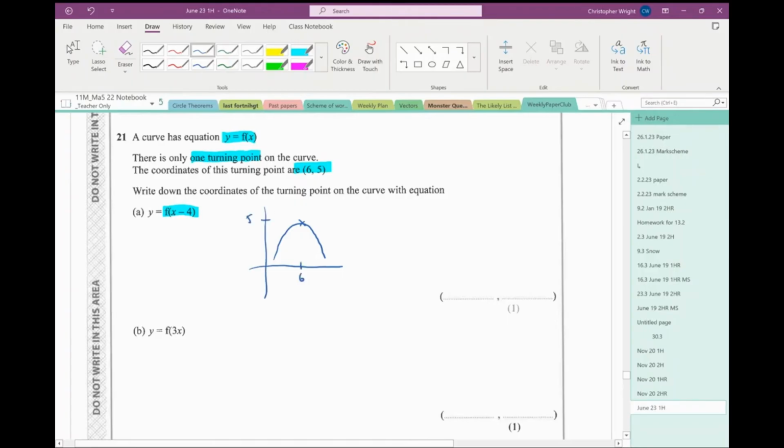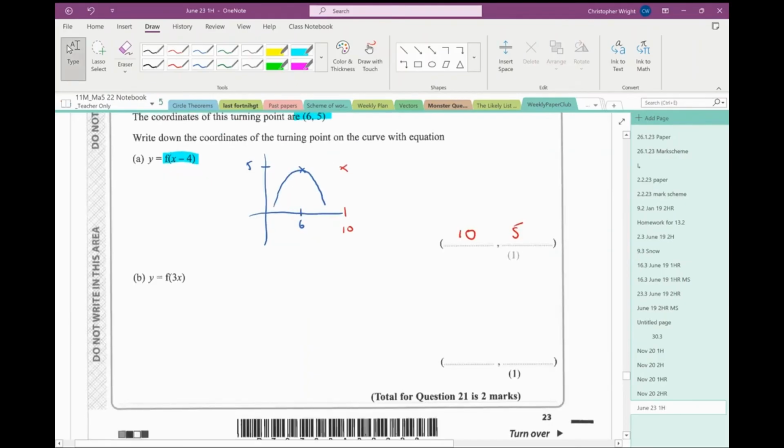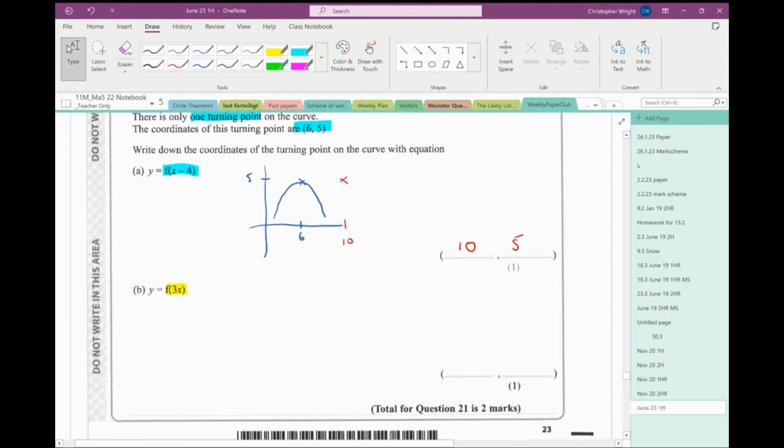there they are, then x minus 4 will move the curve to the right 4 places. So this will be the new turning point. So the new turning point would be at 10, 5, rather than at 6, 5. Okay. Now, what about if instead we had y equals f of 3x? Well, we know that the maximum is going to occur when we are feeding f a value of 6.